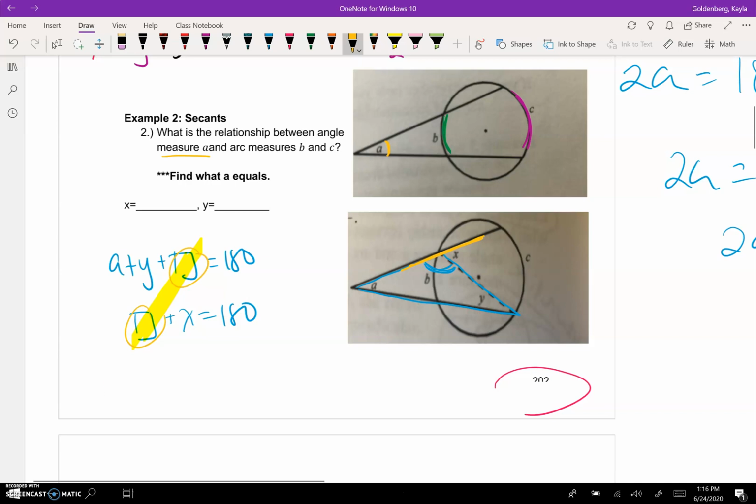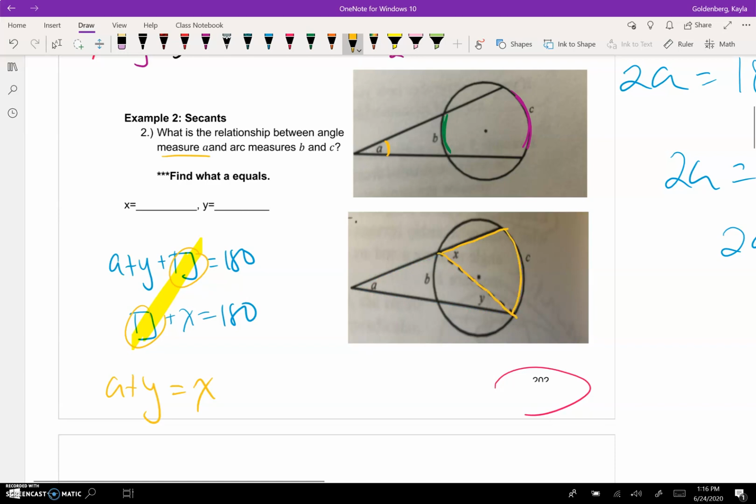And that means that a plus y has to be exactly the same amount of degrees as x, because those angle measurements combined with the shared angle add to 180. So we now know that there's a relationship between a and x and y. If I was to try and rearrange, I could solve for what A is equal to in terms of x and y if I wanted to. Now here's the question, can we relate x and y to C and B? I'm going to erase this. So here's x.